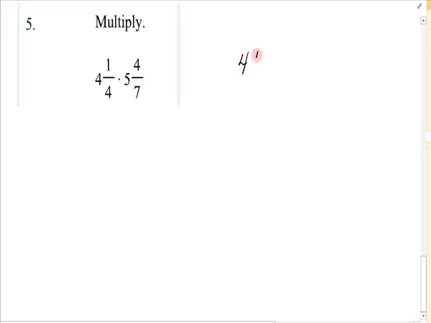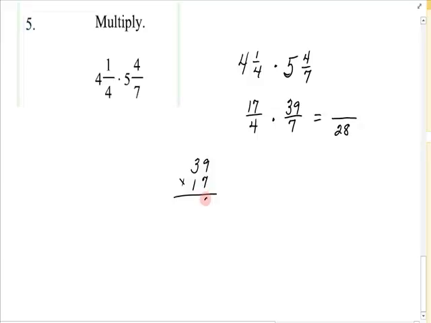I have 4 1/4 times 5 4/7. 4 times 4 is 16, plus 1 is 17/4, times 7 times 5 is 35, and 4 more is 39/7. Well, as I'm looking at this, I don't see a common factor. I don't see a common factor. No and no. I think there's nothing I can cancel. So I can do the bottom for 28, but the top I'm going to need to come off to the side and say 39 times 17.